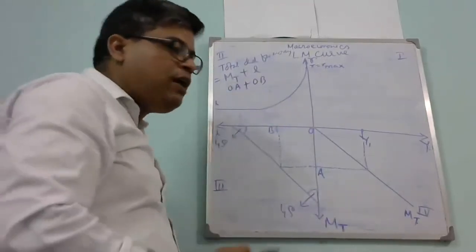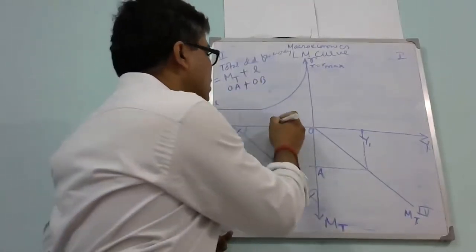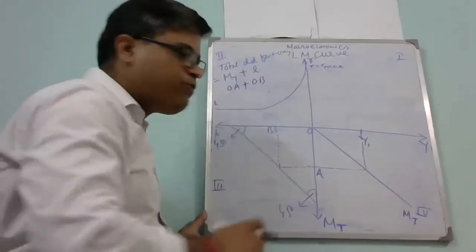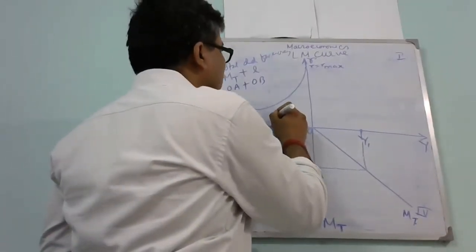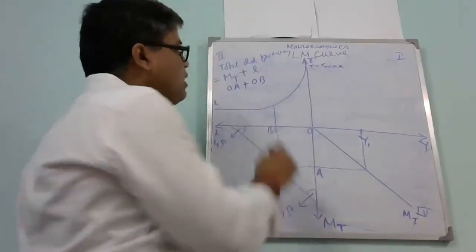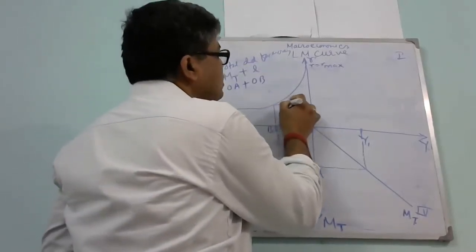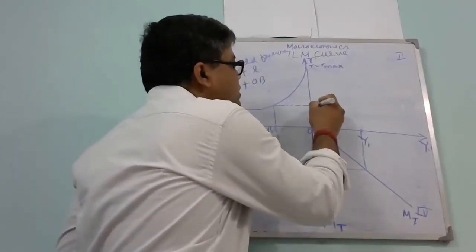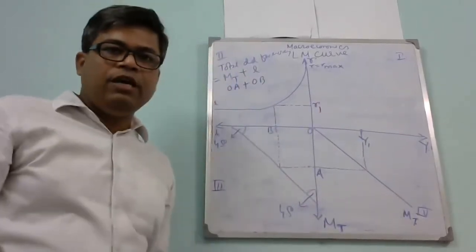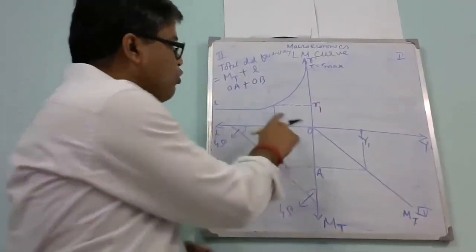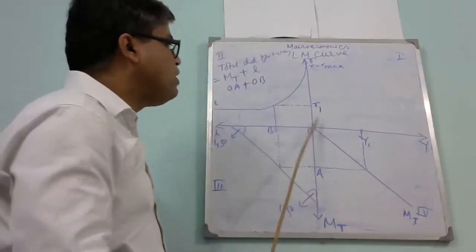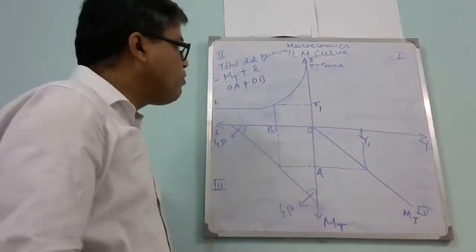Combining this, we get the total demand for money. So if the speculative demand for money is OB amount, then how much will the rate of interest be? We go above this side. For this amount, the rate of interest would be this. Let's say the rate of interest is R1. That means for OB amount of speculative demand for money, the rate of interest will be R1.